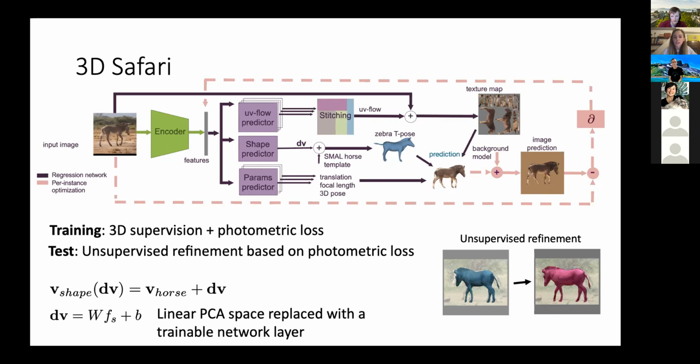Given that we only use synthetic data, we know everything about the rendering process. And at test time, we can perform an unsupervised refinement based on the photometric loss. You see the effect of this refinement here in this example, where blue is the outcome of the feed-forward network, and pink is after the refinement. In the network, we represent the zebra shape as the average small horse plus a vertex displacement that here we represent with a network layer.